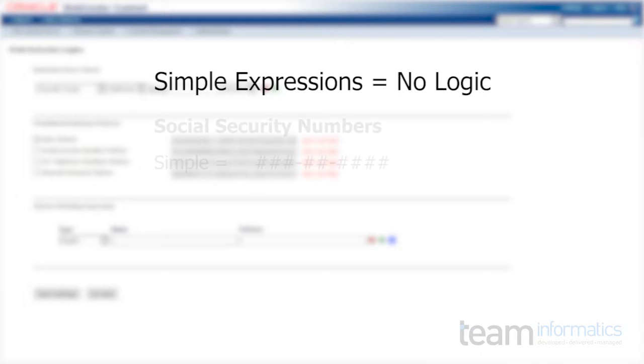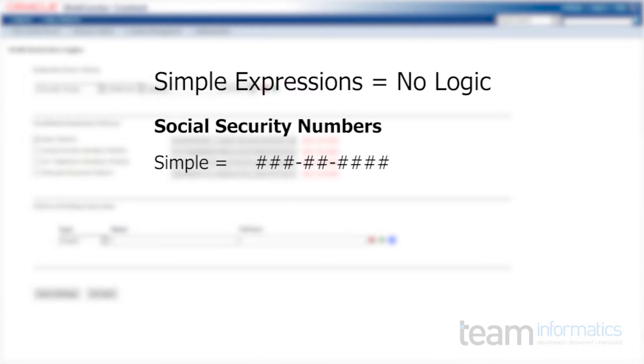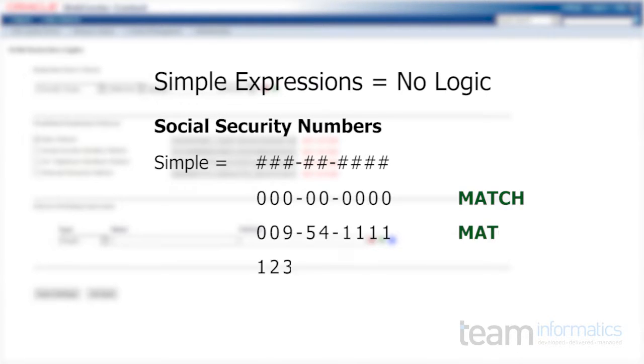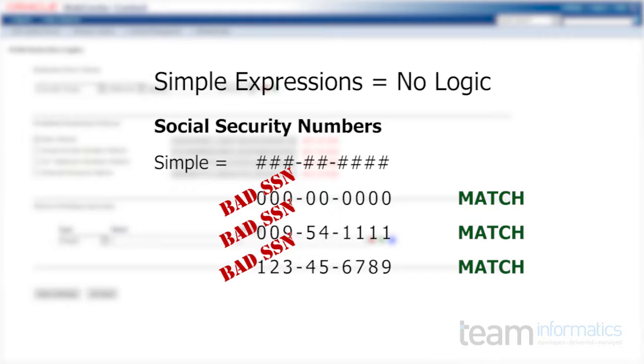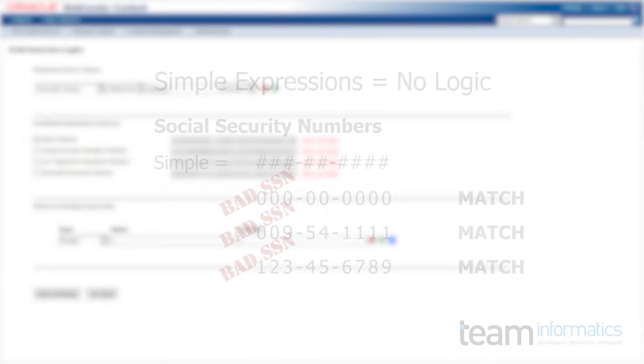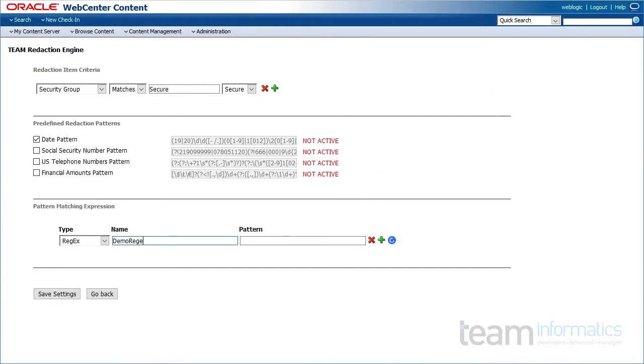A pattern meant to capture social security numbers, like this, will actually catch any numeric combination at all that meets the pattern, even if it's not at all a proper or possible social security number. Finally, we've also included a basic expression checking engine.